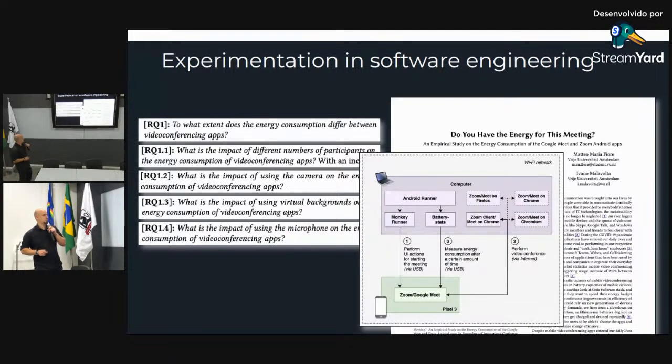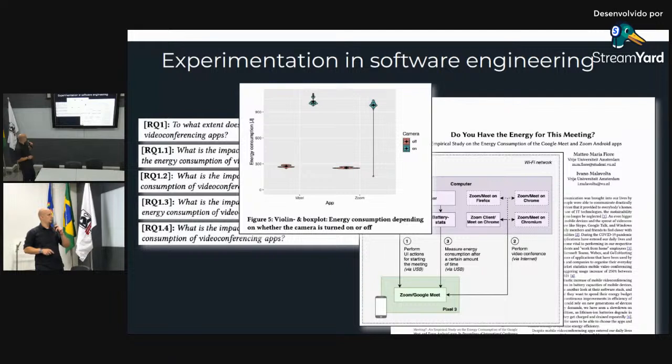We set up our experiment, which consists of having a phone, a Pixel 3, and an experimental setup where the data was sent to the computer. Then we started to make meetings, right? We simulated meetings. In this case, it was still in an in vitro environment, and we got the results.